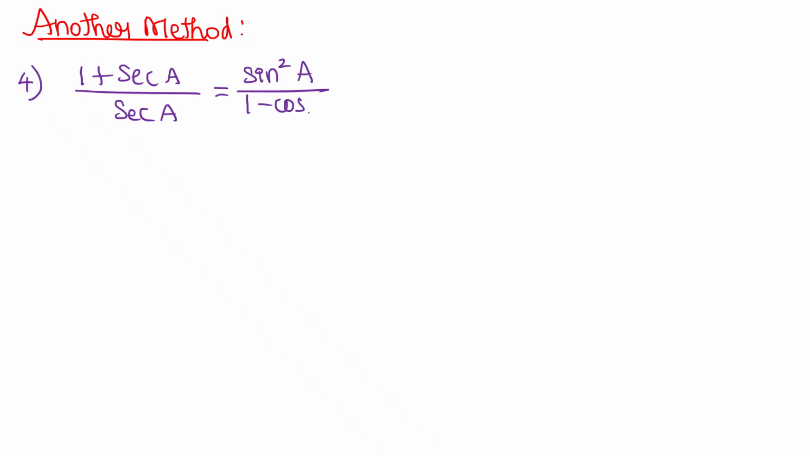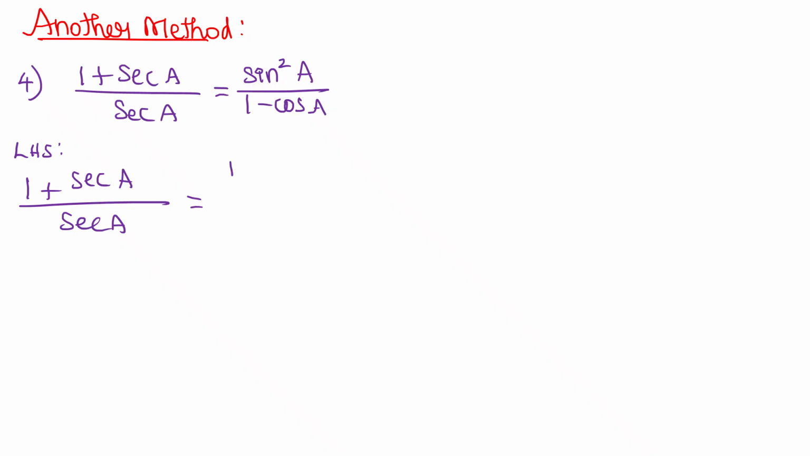Now we are going to see another method of how you can solve the fourth problem, that is (1 plus secant A) by secant A is equal to sine square A by (1 minus cos A). So first I will make an assumption for the LHS. The LHS is (1 plus secant A) by secant A.